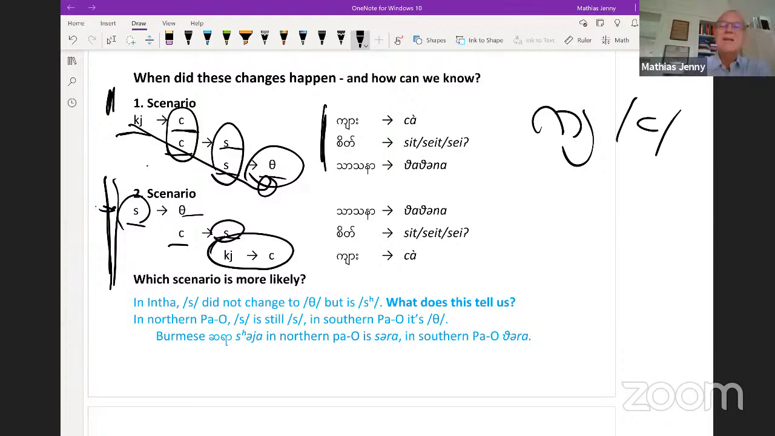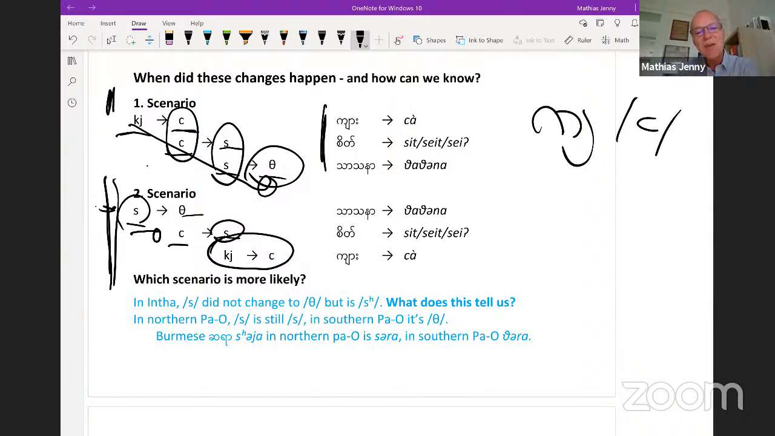Similarly, when kya becomes cha, this change of cha becoming sa is already complete. So the new cha is safe. So logically, it must be scenario 2 that is the correct one. It must be scenario 2 that happened. So we can say something about the relative timing, at least, of these changes.